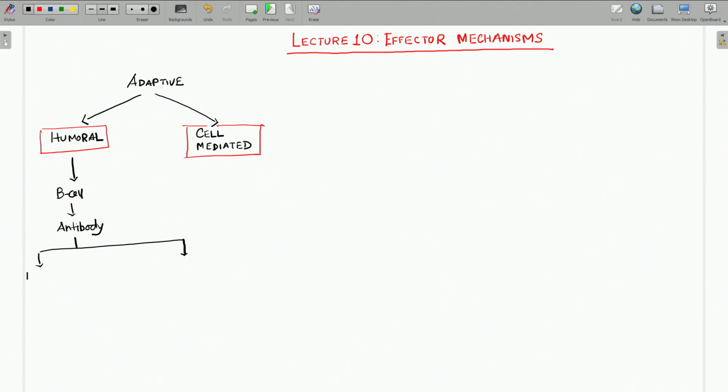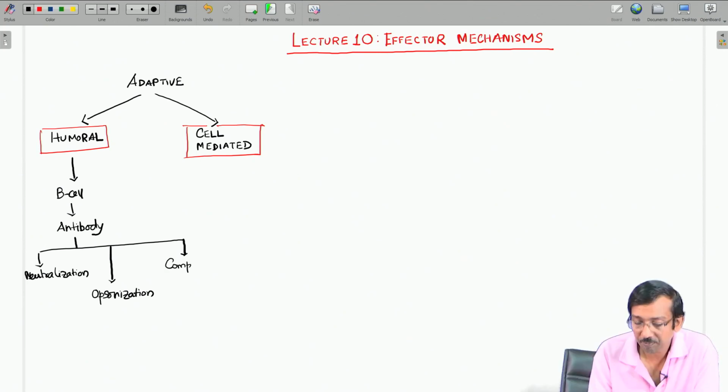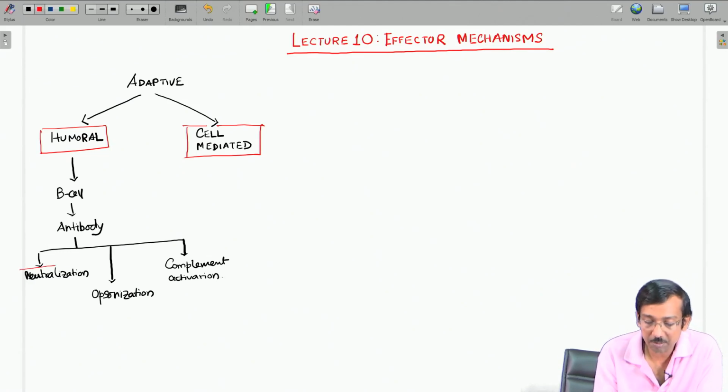One, they can neutralize, so neutralization. They can opsonize a pathogen, which is also called opsonization. Or they can lead to activation of complements, complement activation. So, these are the 3 major functions that the antibodies do.